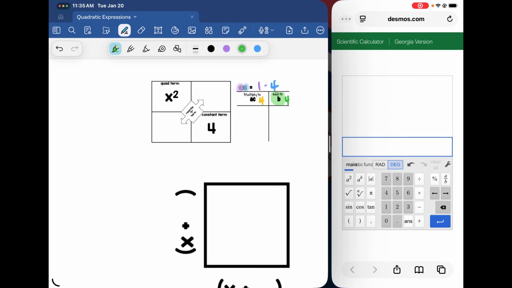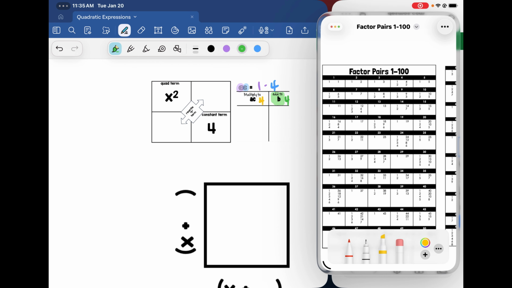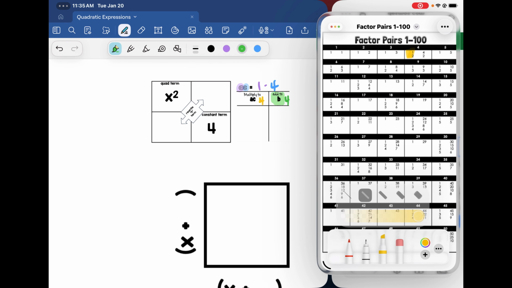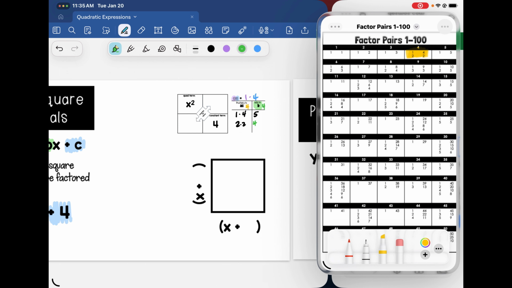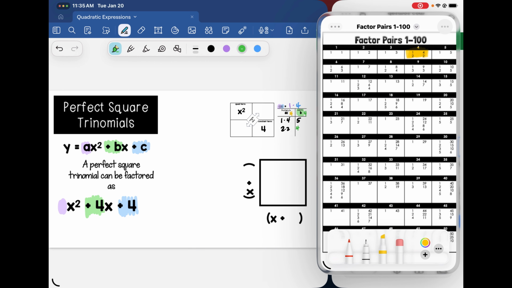So I pull up my factor pair list. I find the number 4. And these are my factors of 4: 1 and 4, and 2 and 2. Which set of numbers are going to add up to 4? Well, it can't be 1 and 4 because that's going to add up to 5. But 2 and 2 will add up to 4. So that means I can rewrite these two numbers as 2x plus 2x.